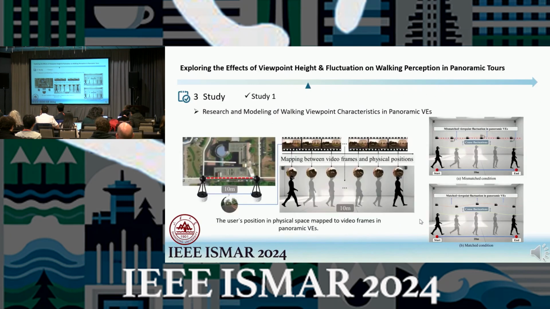To implement real walking interaction, we calculated the mapping values, video frames, of the user's position in real space and the path of the panoramic video in real time, as shown in the left figure and the right figure. The user completes a panoramic virtual roaming using two conditions in a panoramic video sequence at their own eye level.